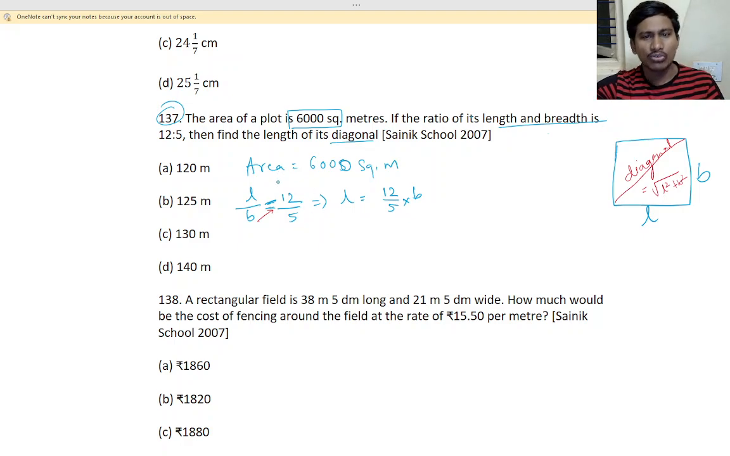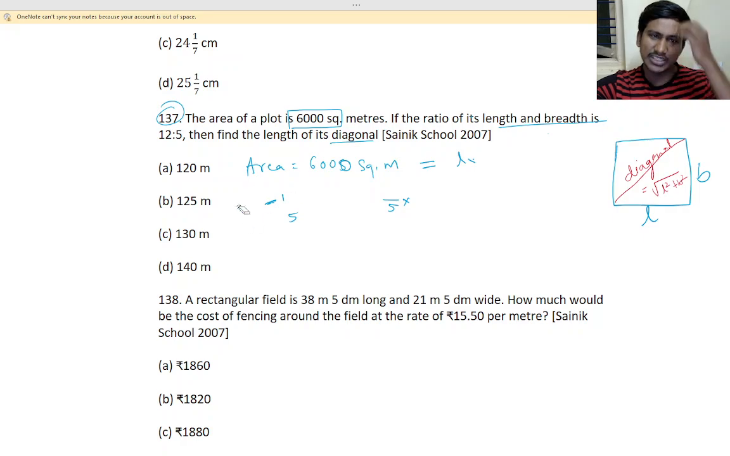So how do you find the area? That is length into breadth. Yes, length into breadth. So length into breadth means we just have to take that, and then you can do it easily.